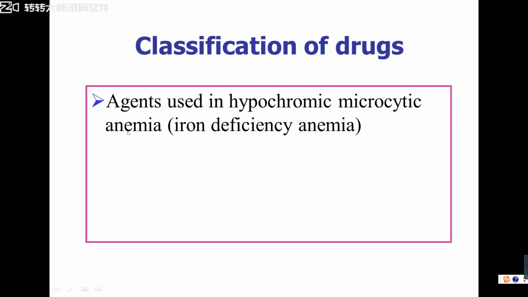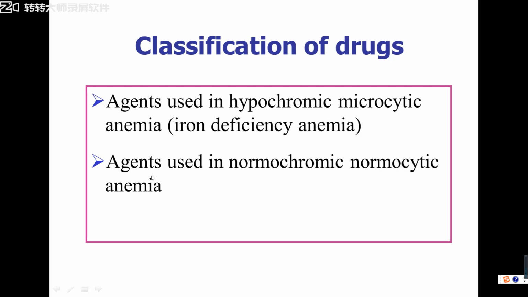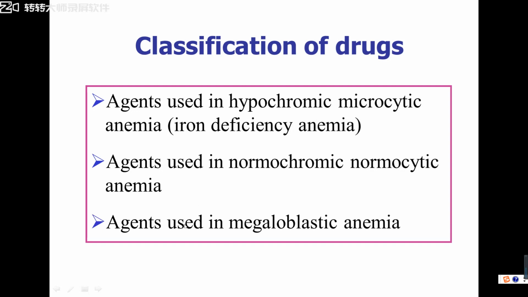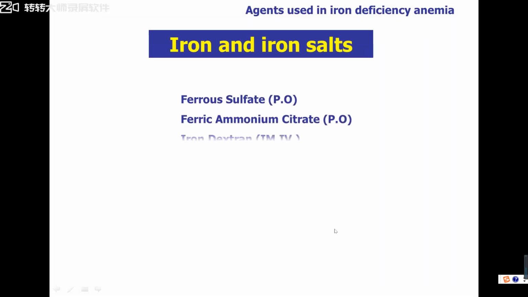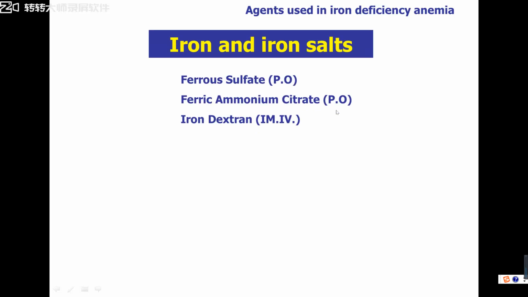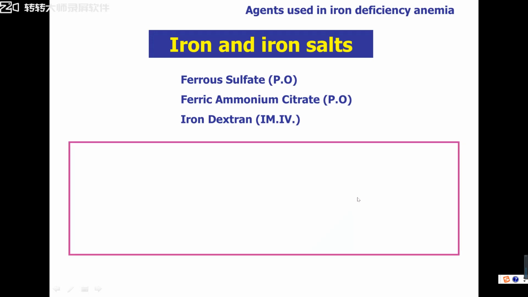The first drug, ferrous. Ferrous is used in hypochromic microcytic anemia, another name for iron deficiency anemia. The second kind is normocytic anemia, and the third one, myeloblastic anemia. Okay, the first drug, iron and iron salts. Oral administration: ferrous sulfate, ferric ammonium citrate. Intramuscular or intravenous: iron dextran. They are iron salts used to treat iron deficiency anemia.